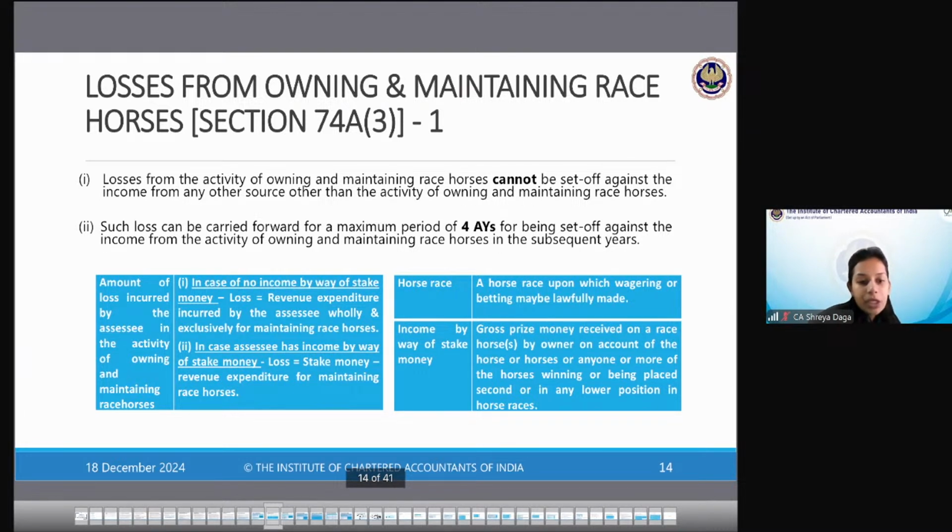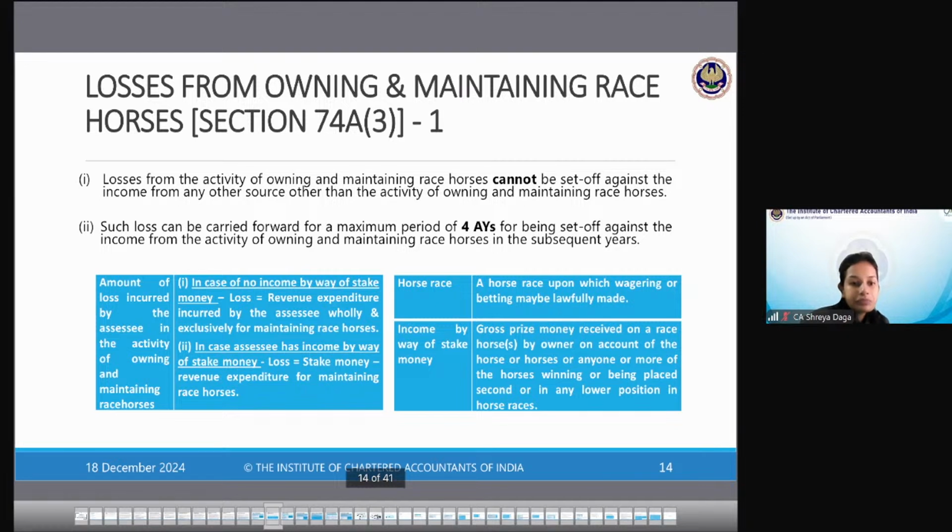So here, when they talk about owning and maintaining racehorses, 4 years is all you can carry forward to, because lawmakers do not encourage activities where you earn from luck. In principle, you also lose by luck, and therefore they don't want to take the pinch of the loss you have incurred because of a luck issue. Therefore they don't encourage this. They have only allowed up to 4 years to use this.